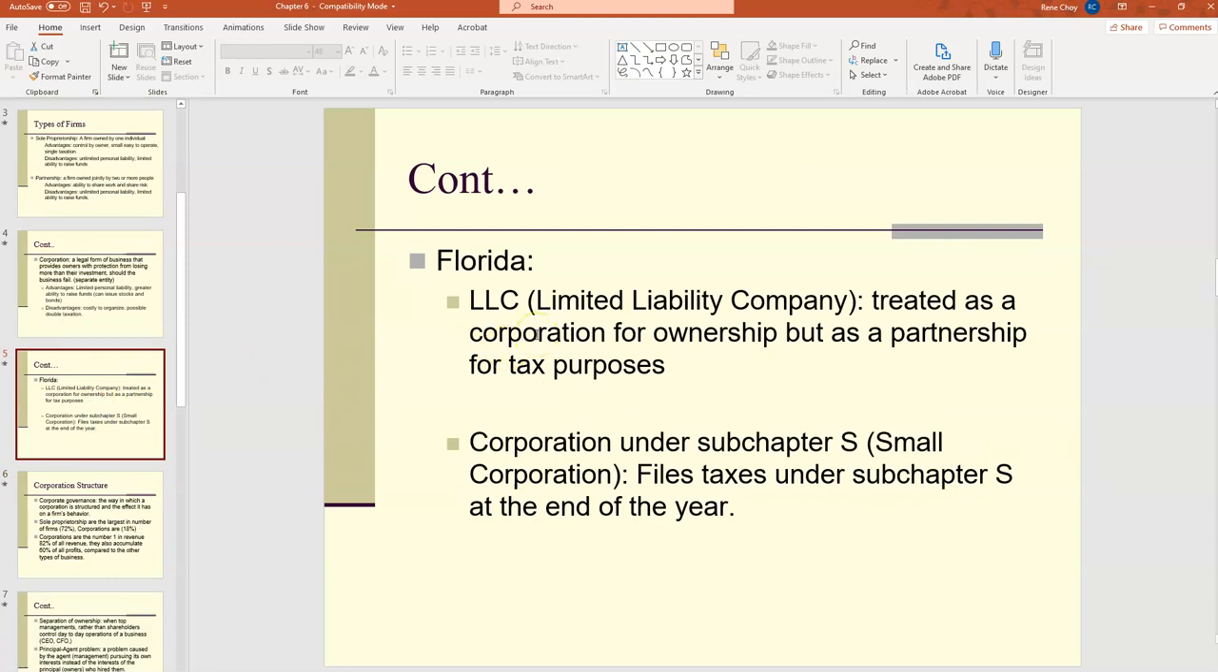This particular slide was made for the state of Florida. So in the state of Florida, you have a fourth option. It's called a limited liability company. I am not quite sure if limited liability companies are available in all of the United States, but a limited liability company is basically treated as a corporation for ownership, but as a partnership for tax purposes. So you are allowed to issue stocks and bonds, and you are a separate entity, but you are treated as a partnership for the purpose of taxes. So you do single taxation at the end of the year, and each individual partner declares a portion of the income in their income tax.